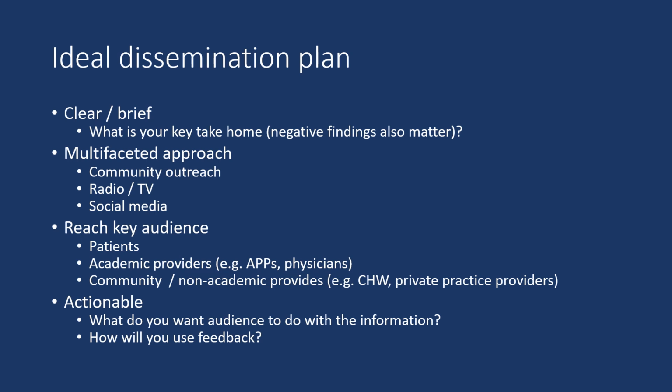And finally, actionable. What do you want the audience to do with the information? Are you looking to get feedback from them on how you can revise your study? Do you want them to disseminate the results? Do you want them to give you feedback on how you can do the second or third iteration of this particular trial? And then also have a plan about how you're going to use that feedback and put that plan into your grant.